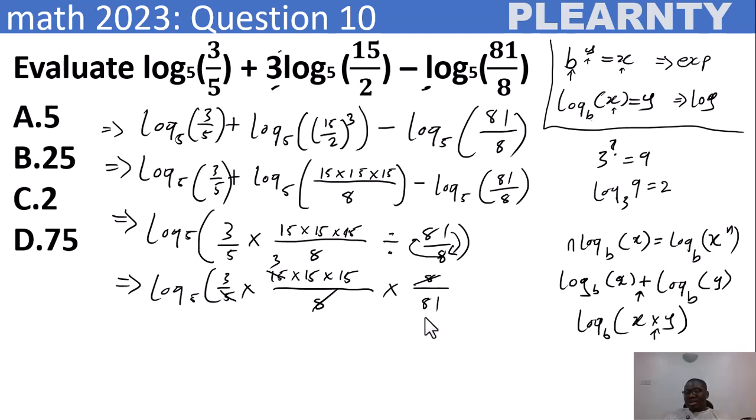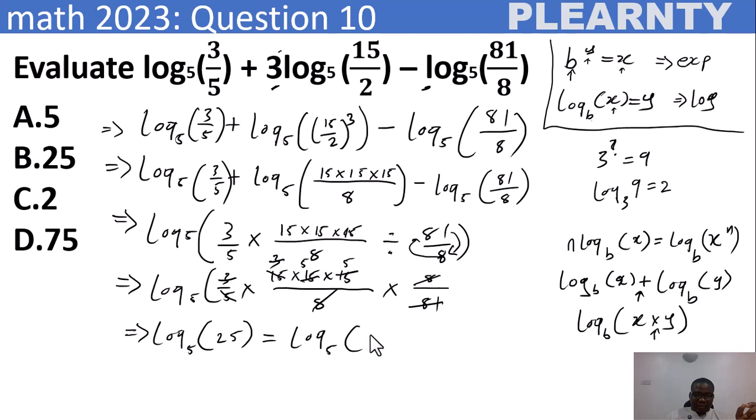81 is 9 times 9. 9 is 3 times 3. So 81 is like 3 times 3 times 3 times 3. So if you cancel out 81 here, you can cancel 3 here, 3 here, 3 here, 3 here. This will give you 5. This will give you 5. So since we have cancelled out everything, we have only 5 times 5 left. So log base 5 of 5 times 5, that is 25, and it can also be rewritten as log base 5 of 5 raised to power 2.